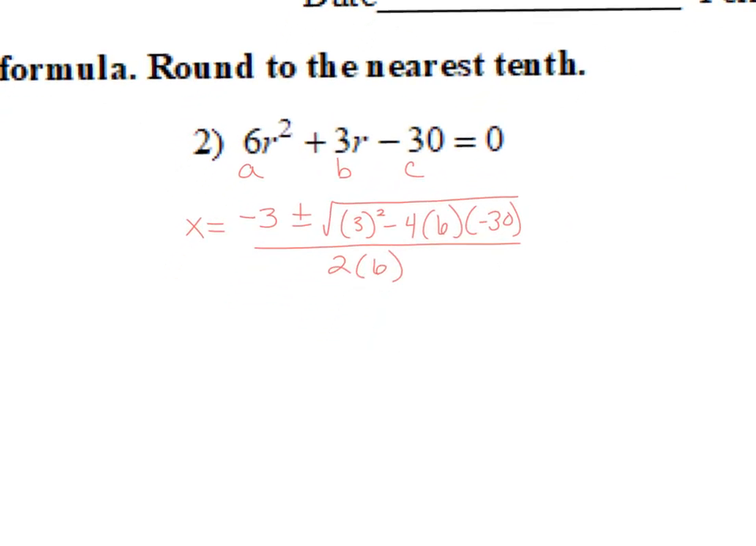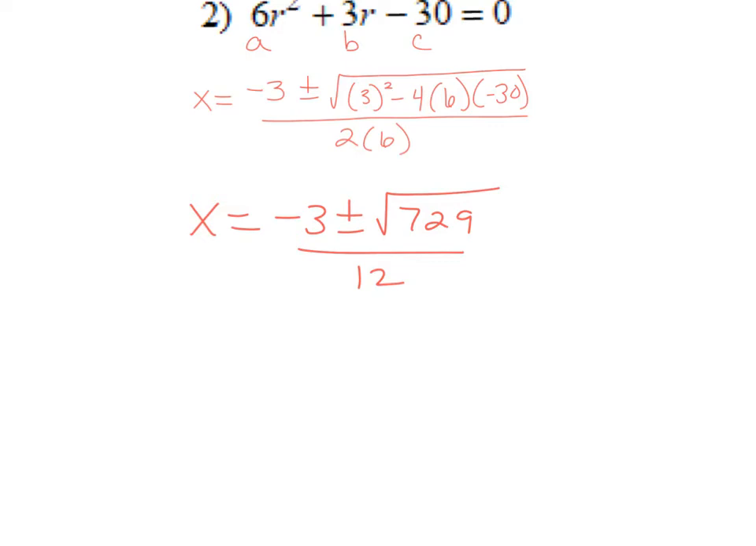We get 3 squared minus 4 times 6 times negative 30. And I got x equals negative 3 plus or minus. I ended up with 729 on the inside here. And divide by 12. All right, so now I'm going to take the square root of 729. And I'm going to end up with x equals negative 3 plus or minus 27 divided by 12.